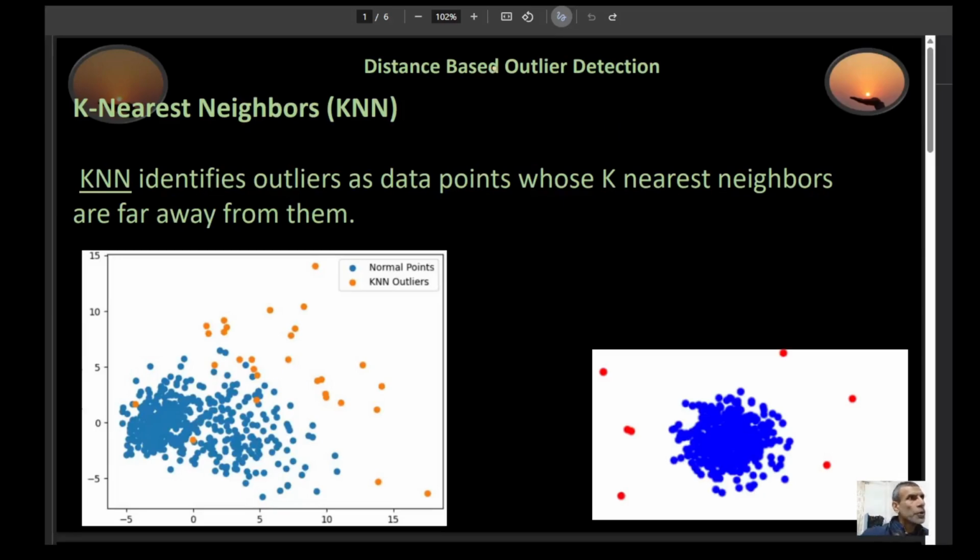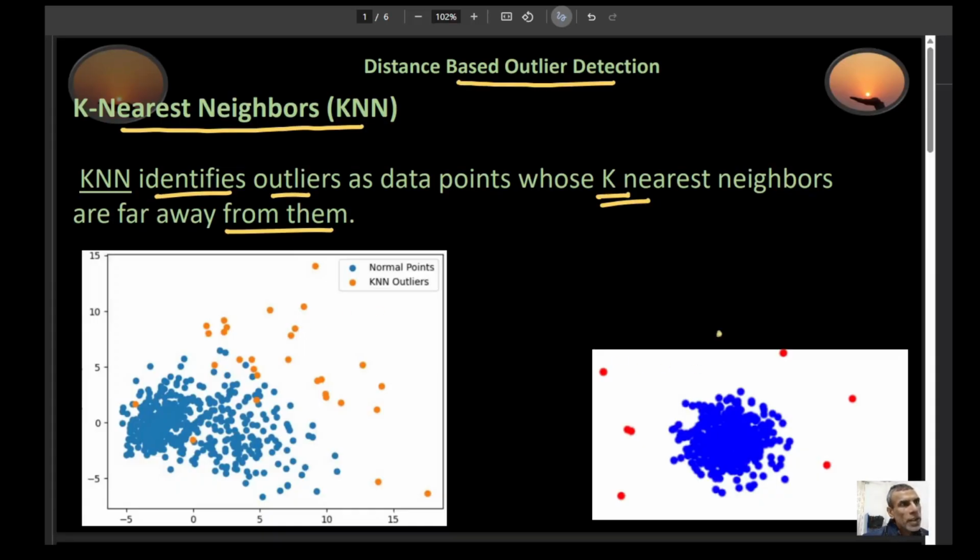Now I'm going to show you a distance-based outlier detection method, KNN, which is K nearest neighbor. In this instance, KNN identifies outliers as the data points whose K nearest neighbors are far from them. So in this case, you can see that you have these normal points, then you have these orange points right here. And these orange points, you can see them, they're kind of isolated by themselves. They're all by themselves. They are loner points.